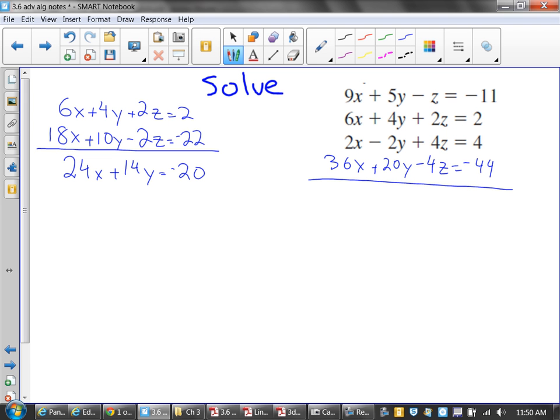I'm once again eliminating the z value. Yes, sir? Since you multiplied the top one by 2, you have to use that. You have to modify that one to solve for the other two. It's the easiest way to do it. You will get fewer mistakes if you do that.